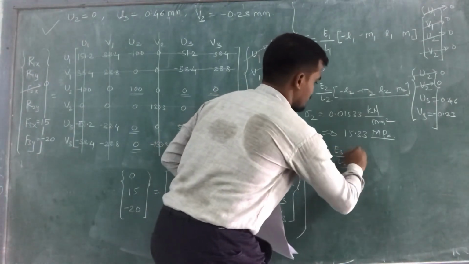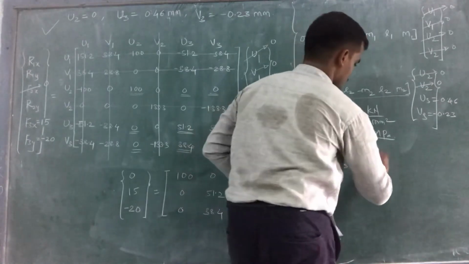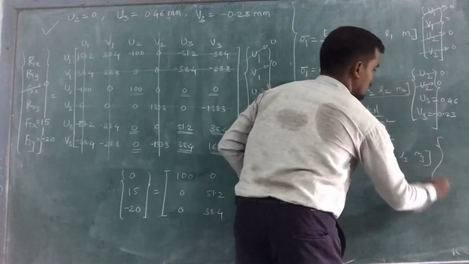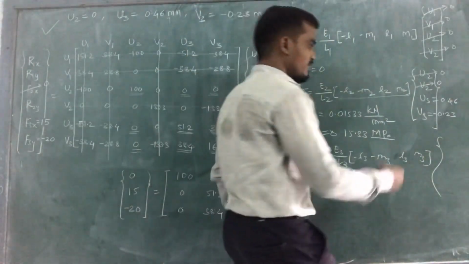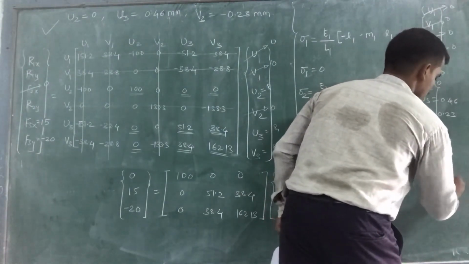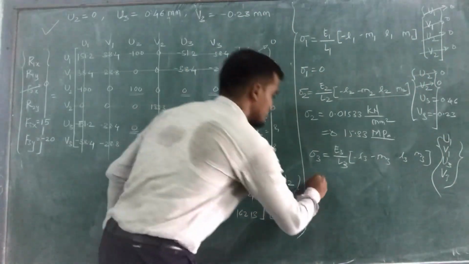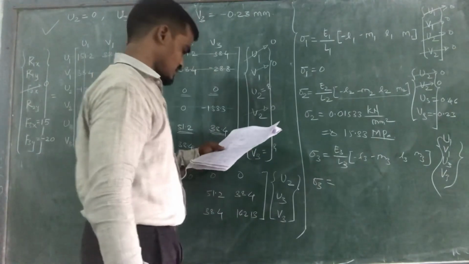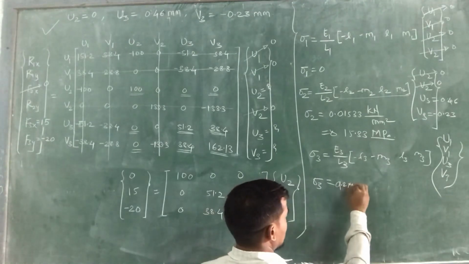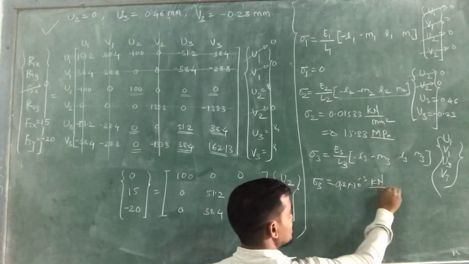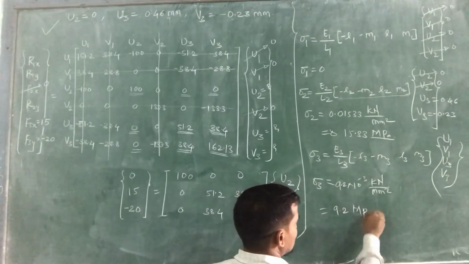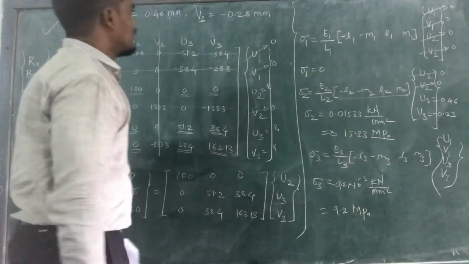And similarly for sigma 3, E3 by L3 into minus L3 minus M3 plus L3 M3, into the displacements. Now the connectivity we know is between node 1 and 3, so U1 V1 U3 V3. By putting all these values you will get sigma 3 equal to 9.2 into 10 raised to the power minus 3 in terms of kilonewton per mm square. In terms of megapascal, 9.2 megapascal. Okay.